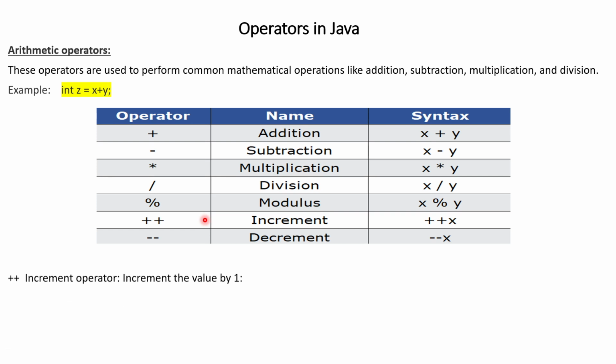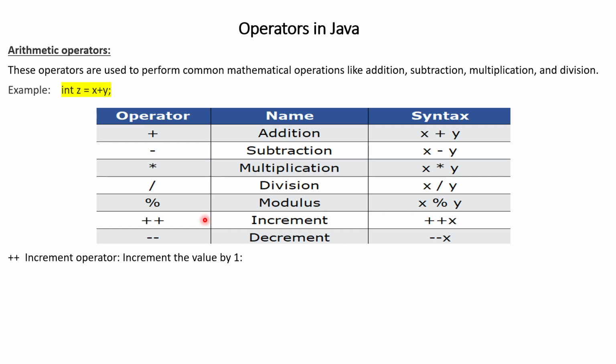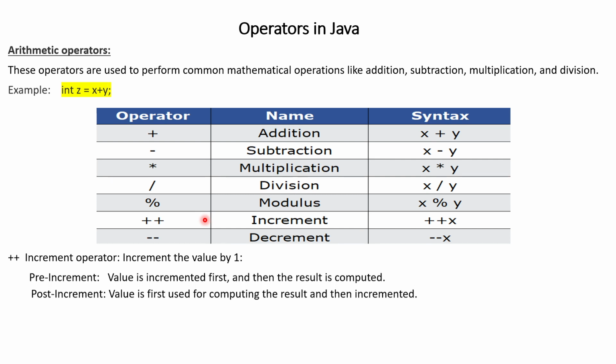Then further we have the increment operator. It increments the value by 1. And in increment we have two types, pre-increment and post-increment. When I say pre-increment, the value is incremented by 1 first, and then the result is computed. So in pre-increment, first increment the value and then use it for the result. In post-increment, as the name suggests, first use it for the result and then increment.